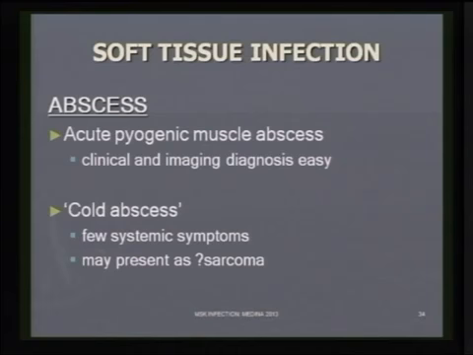As far as soft tissue infection is concerned, we see soft tissue abscess presenting as tumors only in the situation where the classical clinical findings are not there. So usually it's a typical clinical imaging diagnosis, a painful, swollen red limb with the appropriate imaging. But when we have a cold abscess with very few systemic symptoms, it can present clinically as a sarcoma.